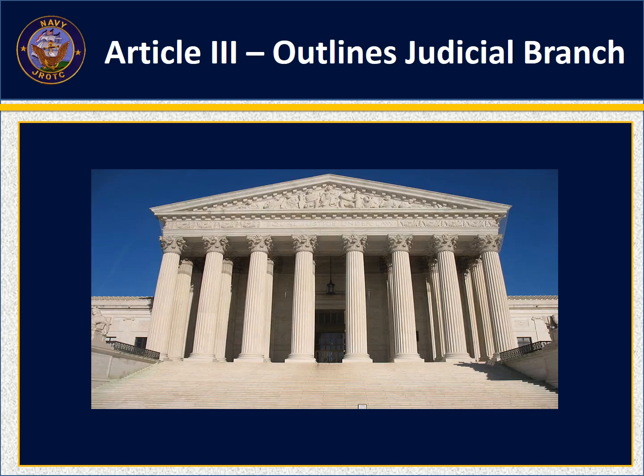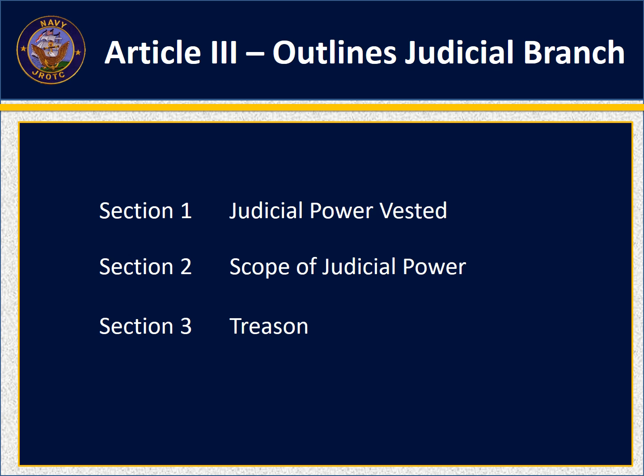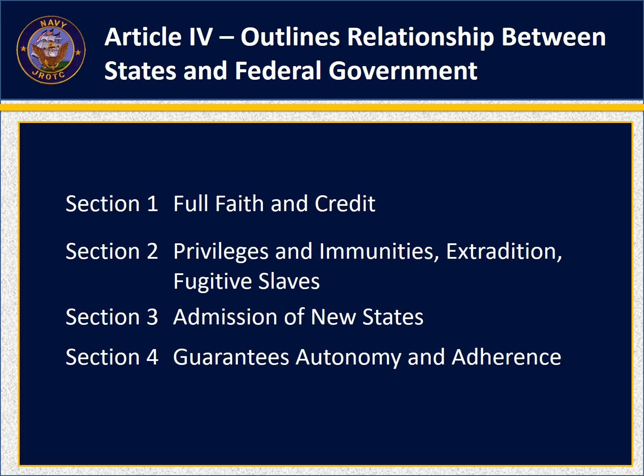Article 3 outlines the judicial branch. Section 1 covers the judicial power. It establishes the judicial power. Section 2 shows the scope of the judicial power, and Section 3 is how treason is handled. All right, Article 4 outlines the relationship between states and the federal government.